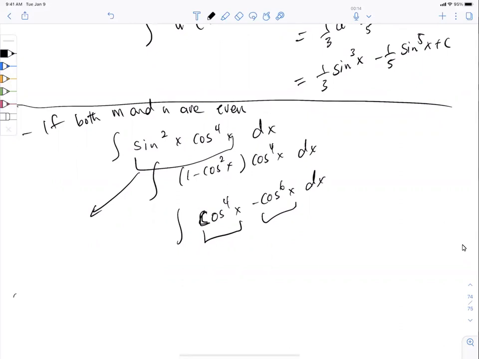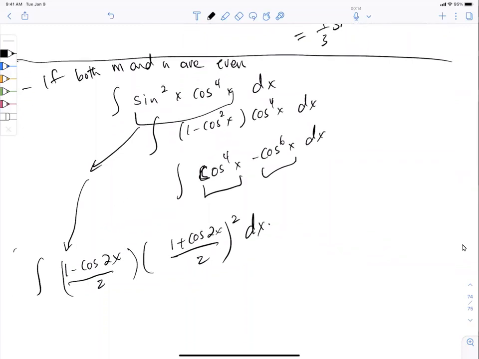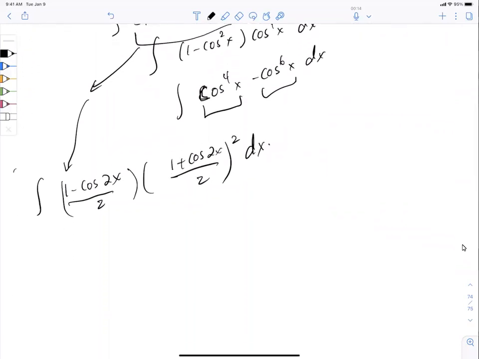So if I did it this way, I would get 1 minus cosine of 2x over 2, 1 plus cosine of 2x over 2, but then you have to square it because it's to the 4th. Then square it, FOIL it, and see what happens. It's not pleasant. So this is how you handle sine and cosine: powers of sine by itself, powers of cosine by itself, and mixing sine and cosine with different powers.